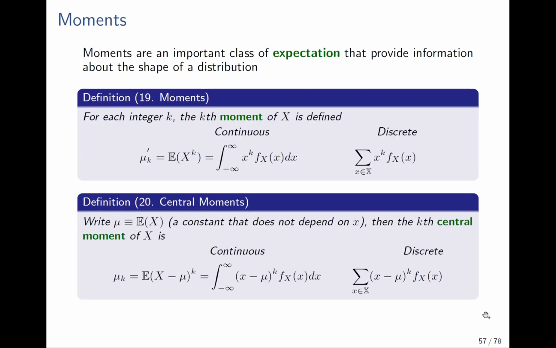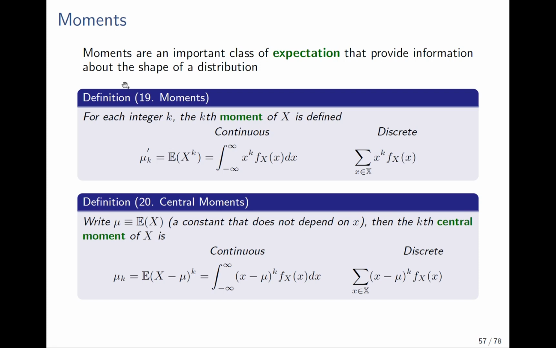Okay, so that's expectation. I now want to introduce a closely related concept. Moments are an important class of expectation. In a sense, you can think of them as a generalization of the concept of expectation that provide information about the shape of a distribution. So with moments, we're able not just to describe the central tendency of the distribution as we do with the expectation itself, but we can talk about its shape.